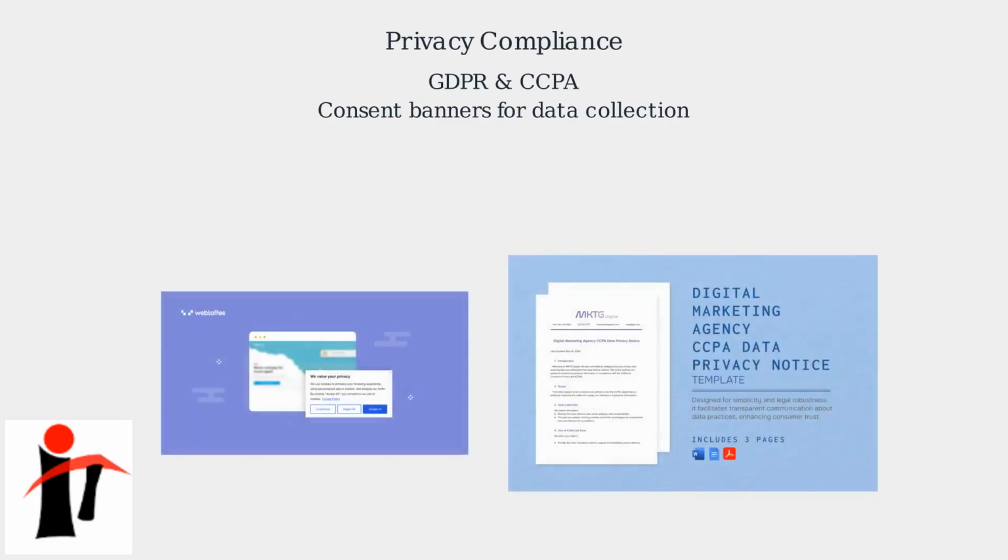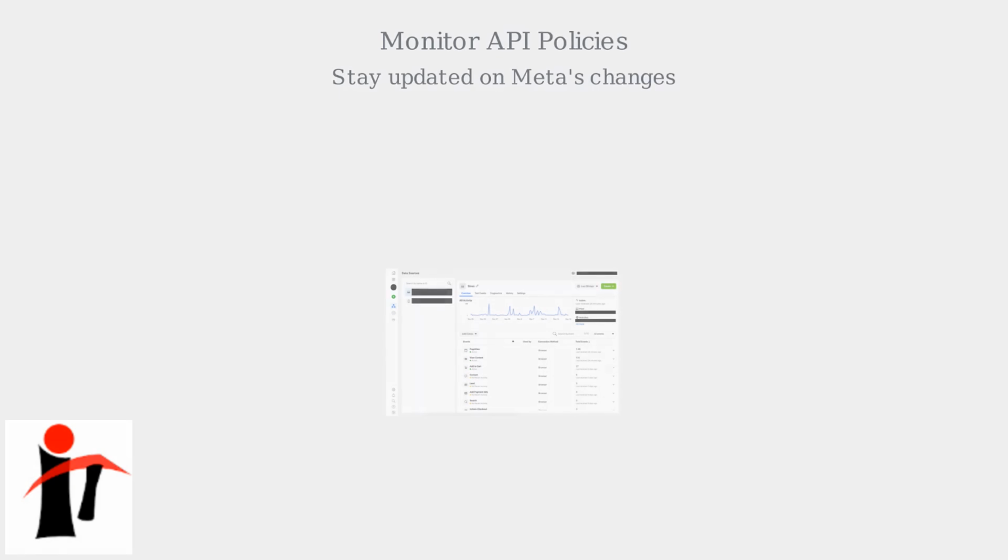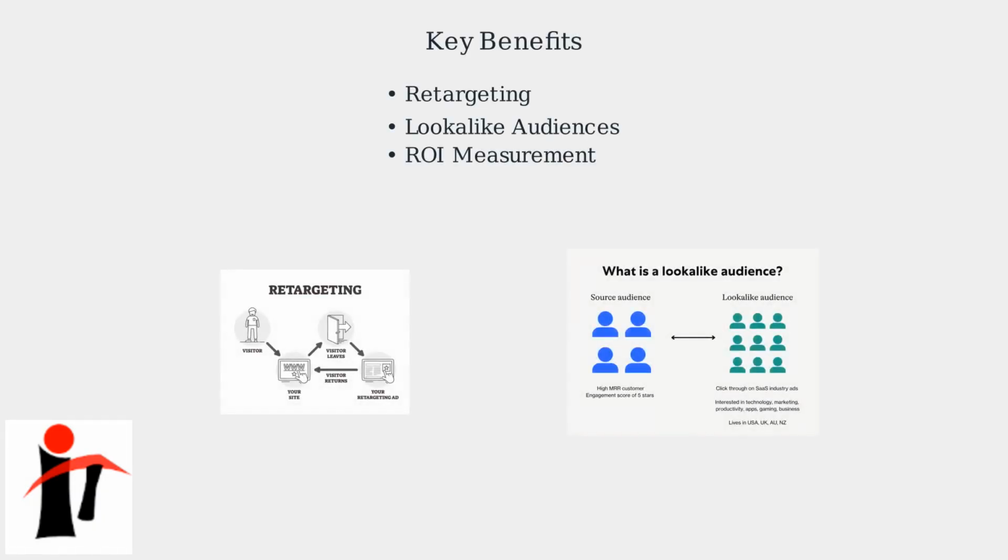Remember to comply with privacy regulations like GDPR and CCPA by including consent banners for user data collection. A key best practice is to regularly monitor Meta's API policies for any changes that might affect the integration. By integrating MetaPixel, you enable retargeting, create lookalike audiences, and measure the ROI of your marketing efforts effectively.